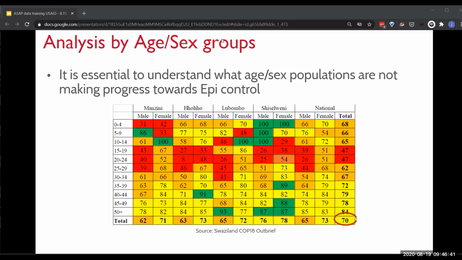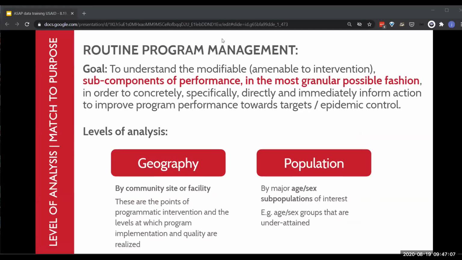And you can see here that some areas are doing very well, i.e. 100% of the under 4s in Shilosawini are virally suppressed. But some areas aren't doing well at all. And nationally, you see about a 70% viral load suppression rate. Now that's okay, but it's not great. And what you would see here is that this would give us an overview of how we're doing and where to improve.